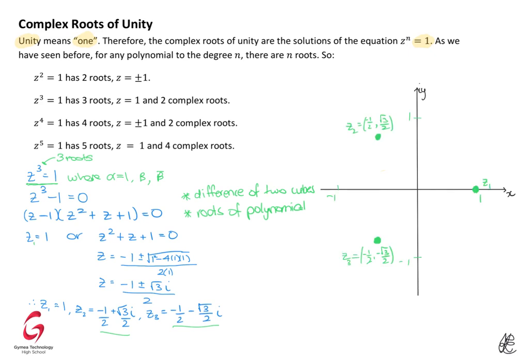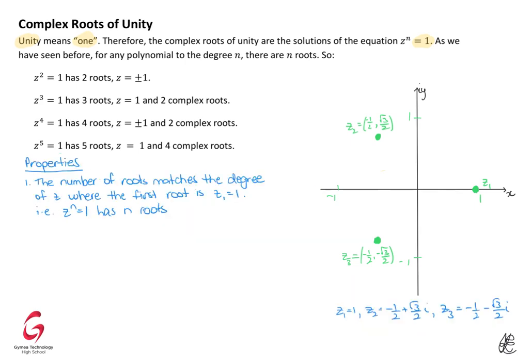So if we plot these roots on our Argand diagram, we can see quite a few properties take shape that will always hold true for complex roots of unity. The first property is that the number of roots will always match the degree of z. So we just solved for z cubed and we obtained 3 roots. Z to the power of 4 will have 4, z to the power of 5 will have 5, so z to the power of n will have n number of roots.